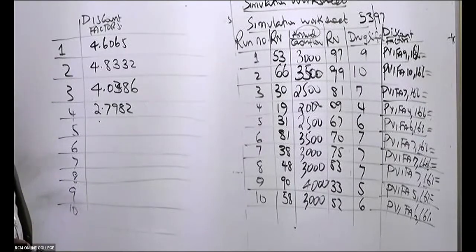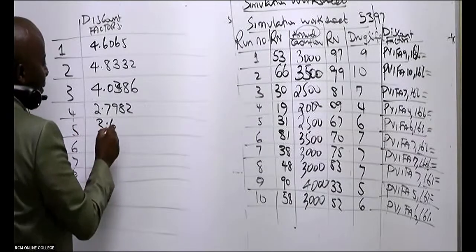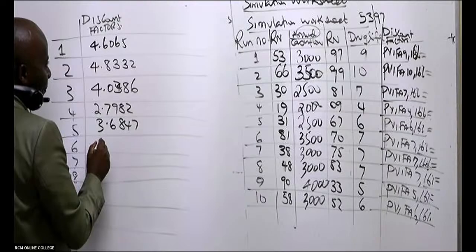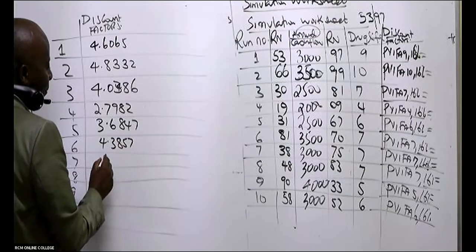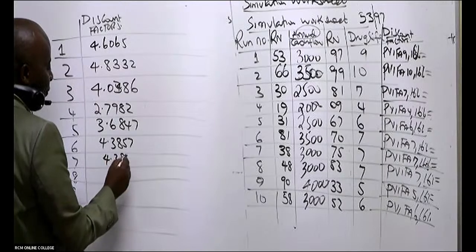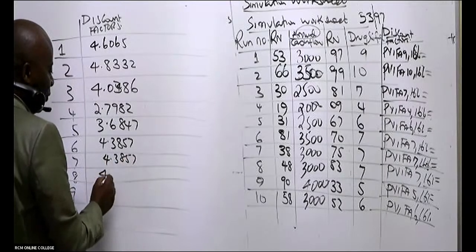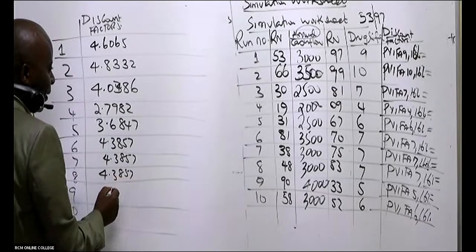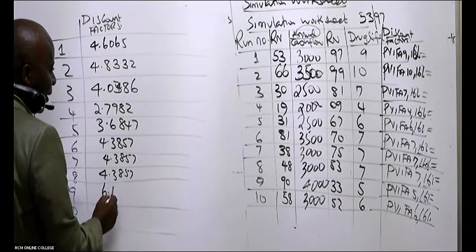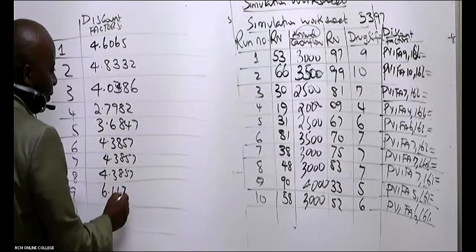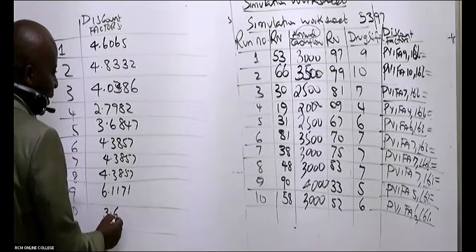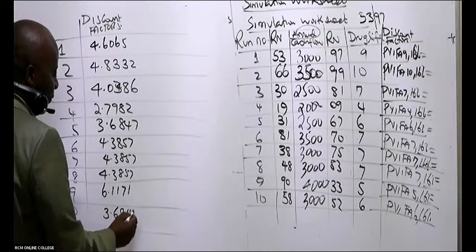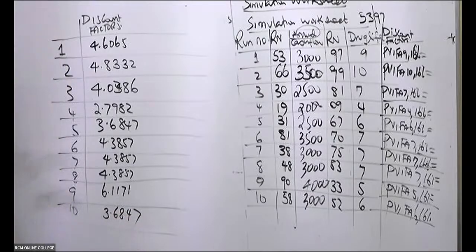Continue. 3.6847. 4.3857. The same, 4.3857. 6.1171. The last one, 3.6847. Please check your number 9.